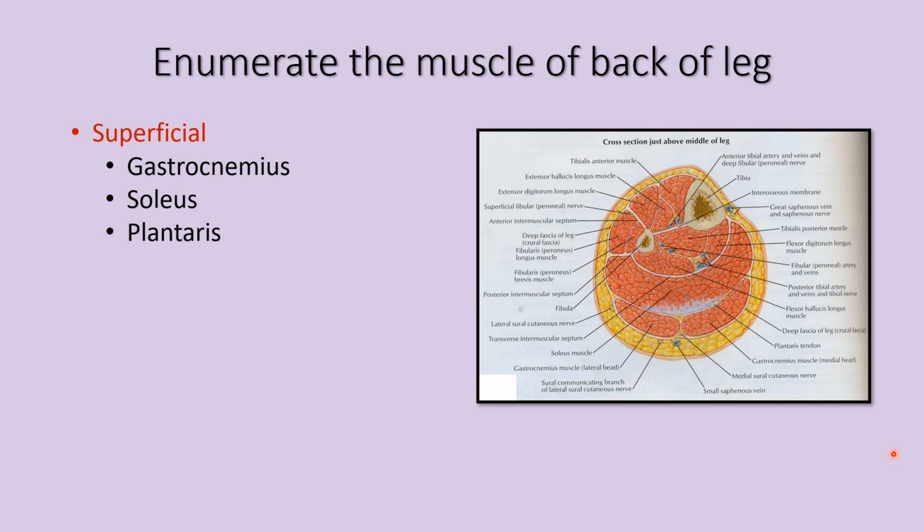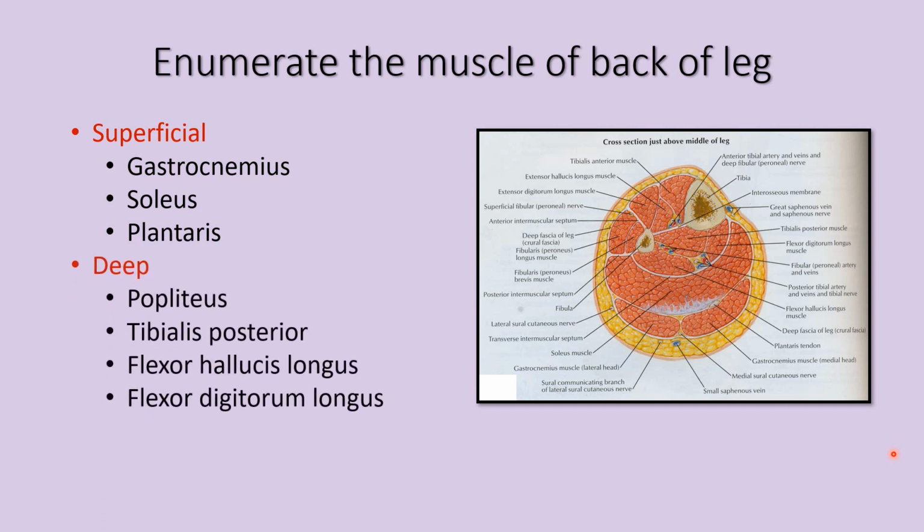I'm just enumerating and locating where they are. These are the deep group of muscles. Popliteus, which is not shown here in this picture, is much higher up, just near the knee joint. When you see between the tibia and fibula, this deep part is tibialis posterior, and very near to the tibia is flexor digitorum longus, and very near to the fibula, flexor hallucis longus. Tibialis posterior, flexor digitorum longus, and flexor hallucis longus.